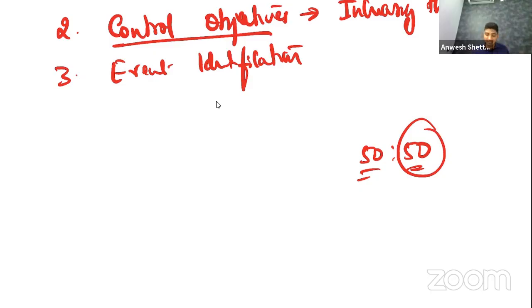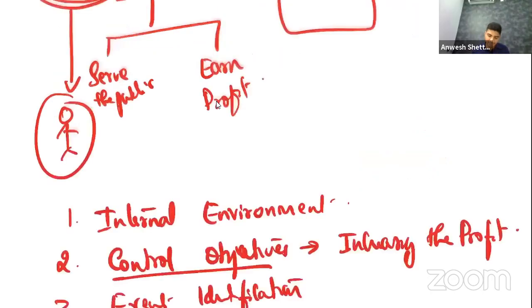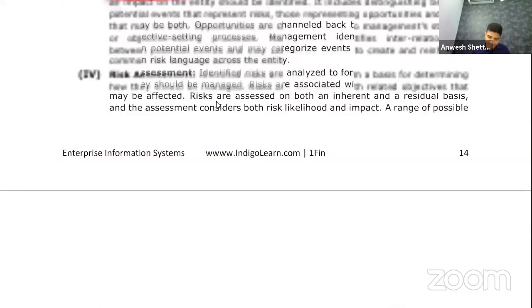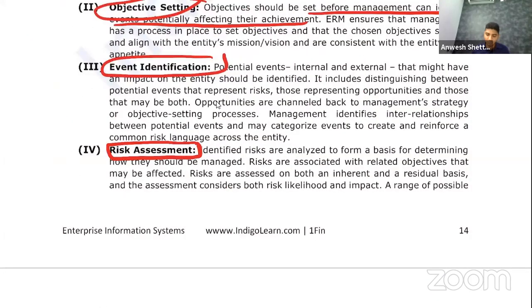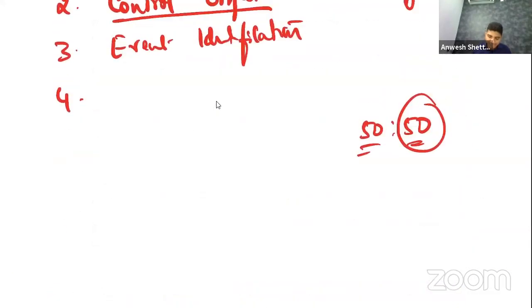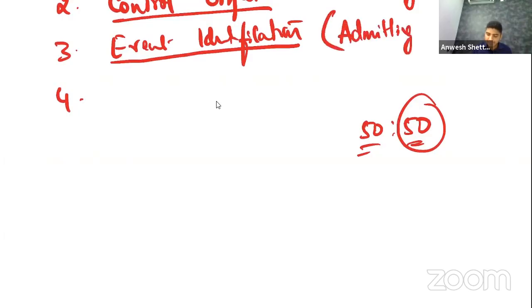So what should be the next step? Here they told, the fourth step is going to be risk assessment. Now, what is risk assessment? First, you have identified the event. What is the event? You are admitting patients and doing the operation without collecting the full fees. This is the event identification. The next step is risk assessment.